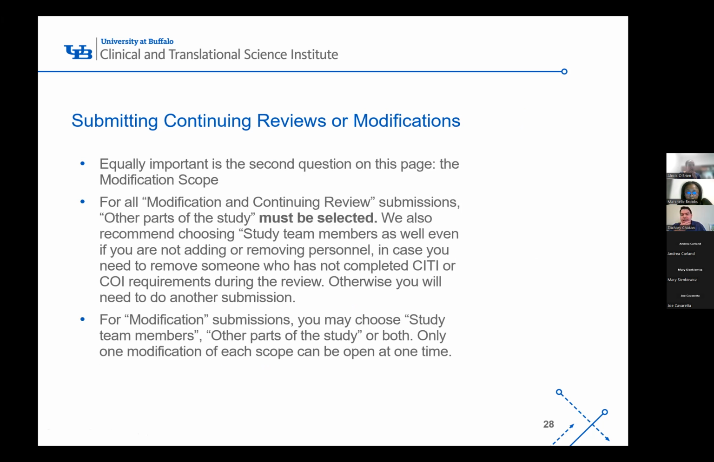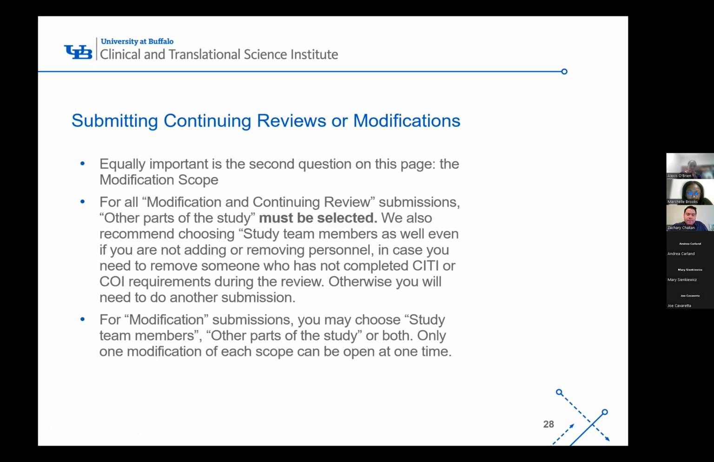Equally important is the second question on this page, the modification scope. Because again, for whatever reason, CLIC is a no-take-backsies kind of situation, which is incredibly frustrating for all of us, especially the researchers, but on our end too, because we feel bad that we can't change this option for you.